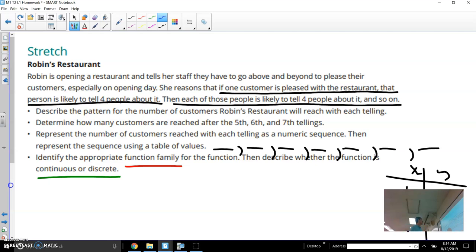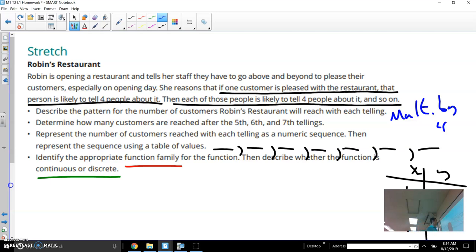Okay, so if I'm going to describe the pattern, again, I'm going to say it's multiplying, and it's multiplying by 4. This is an exponential situation where it's going to blow up rapidly only after just a few tellings. So how many customers are reached after the 5th, 6th, 7th? I want you to figure that out based on the pattern.